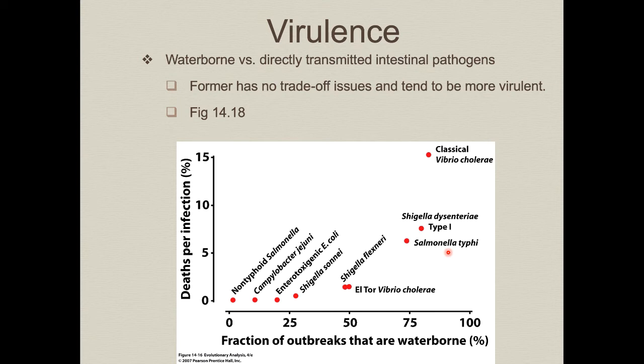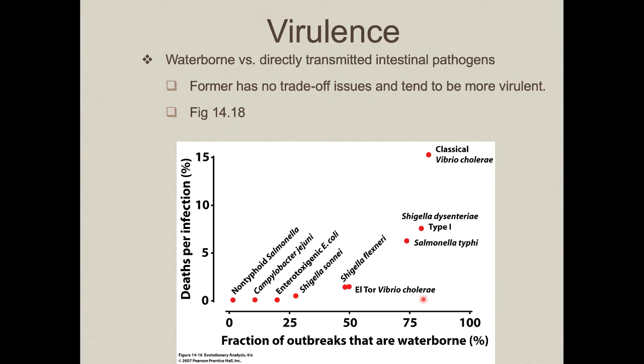Same kind of pattern is seen with directly transmitted intestinal pathogens versus waterborne ones. Waterborne ones don't have this trade-off issue. They're like vector-borne. As long as they can get in the water supply and the water supply distributes them, that doesn't matter. So especially if you're talking about things that affect the digestive tract that can cause dysentery and diarrhea, in those situations, the higher the concentration, the better, because you're going to make those individuals go to the bathroom, get into the water supply, and contaminate it so that it increases the chance of finding new hosts.